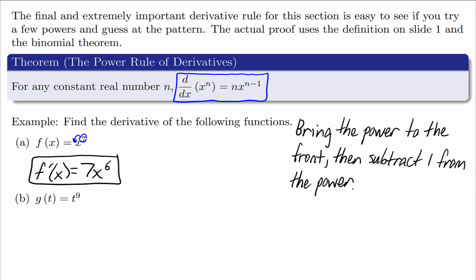Next one. Same thing, I'll take the 9 to the front. That gives me g prime of t would be 9t, and then remember, subtract 1 from your power, and you get 8. So the power rule is a one-step process that you'll want to learn to do in one step. It changes a little bit when you have a coefficient in terms of how the one step works, but we'll talk about that momentarily.